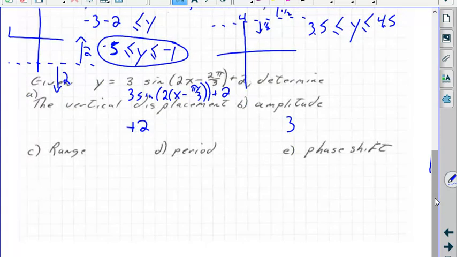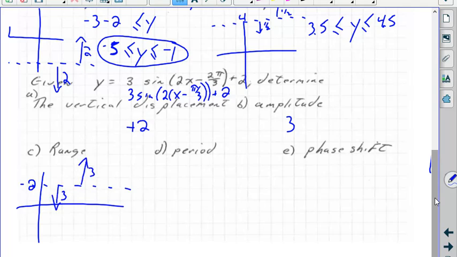All I'm doing: A is your amplitude, D is your vertical displacement. My range: this guy's at 2, going down 3 units, I'm going up 3 units. So my minimum is -1, and my maximum is 5. I happen to like drawing those little things. Helps you remember. Okay, my amplitude is how far off of that vertical displacement line am I?